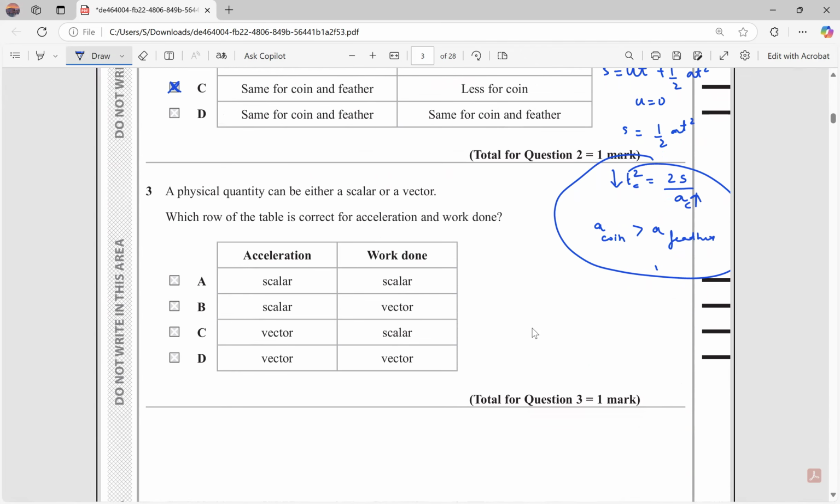Question 3. A physical quantity can be either a scalar or a vector. Which row of the table is correct for acceleration and work done? Acceleration is a vector. Work done is a scalar.